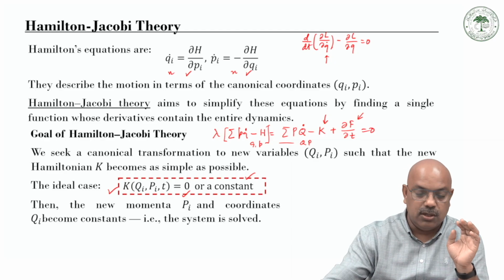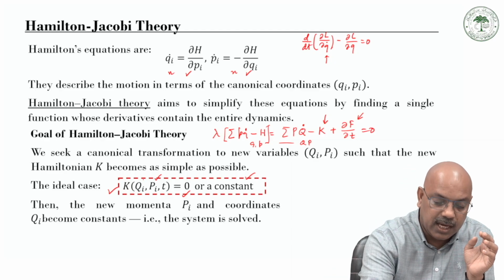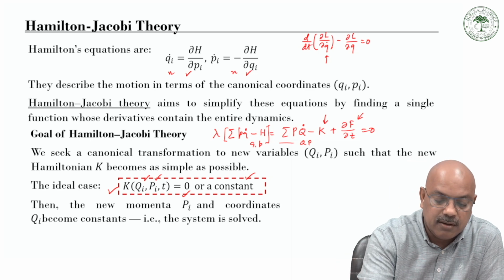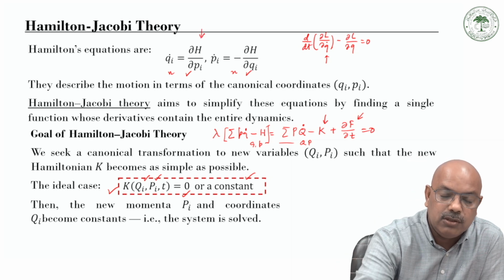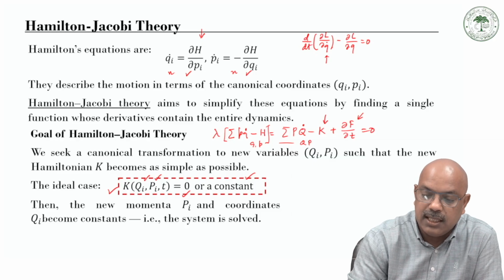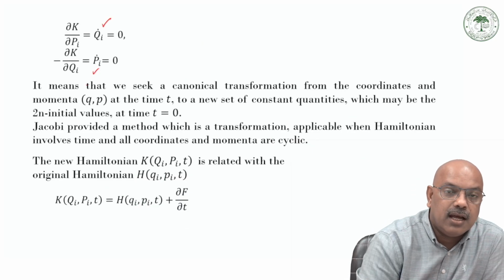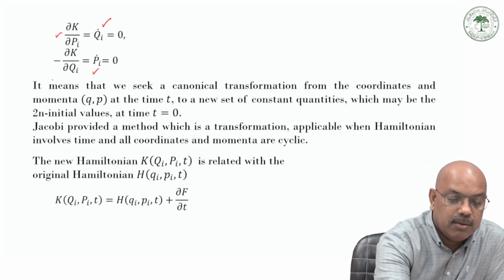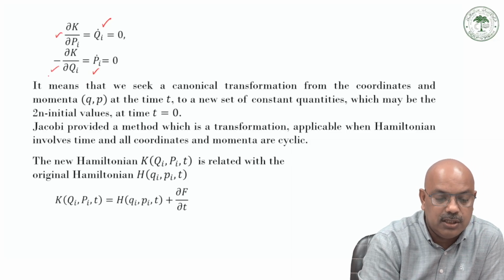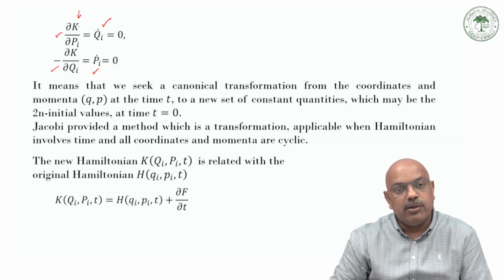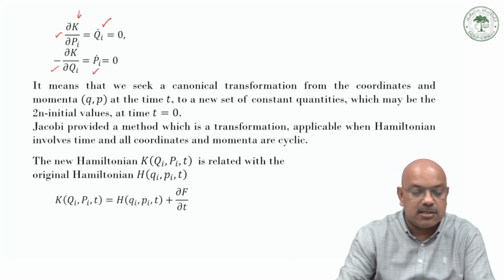Okay, so when you demand this in Hamilton-Jacobi theory, this gives you that the new momenta P_i and the coordinates Q_i become constant, because when you see that from the Hamilton equations of motion, with the new Hamiltonian K, Q dot and P dot are going to be ∂K/∂P_i and -∂K/∂Q_i. Because we demand that this K, the new Hamiltonian, is either 0 or constant, to be as simple as possible, then these things are going to be constant.